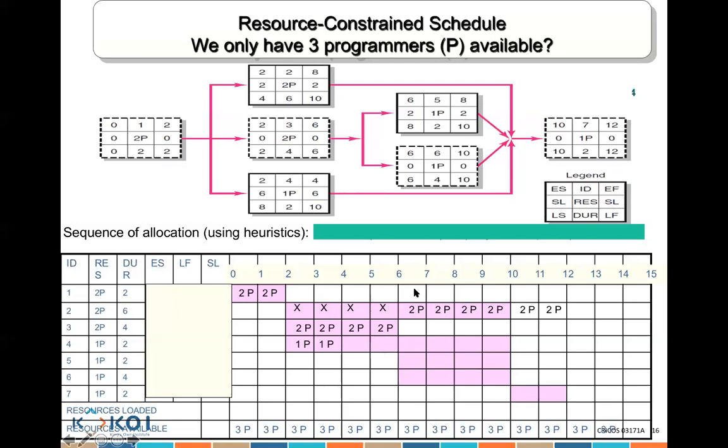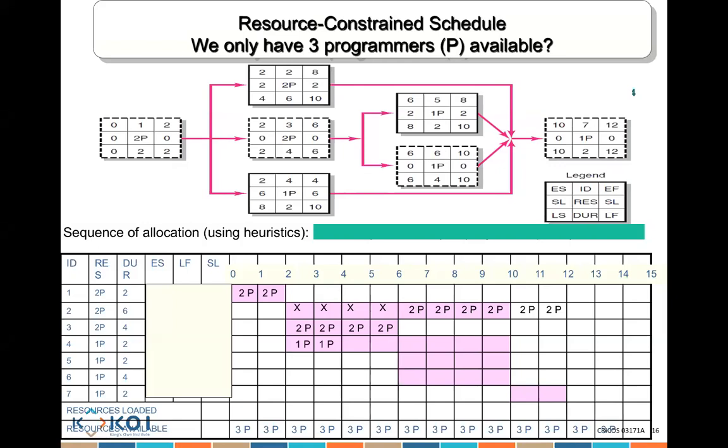Now, let's talk about the next activity. We've done 2, we've done 3, we've done 4. Between activity 5 and 6, which one do I do first? 6. Why? Because it has 0 slack. And when can I start activity 6? After which activity? After activity 3.